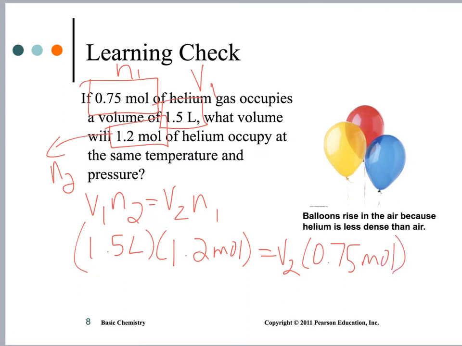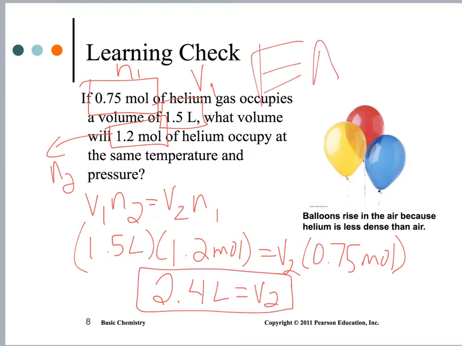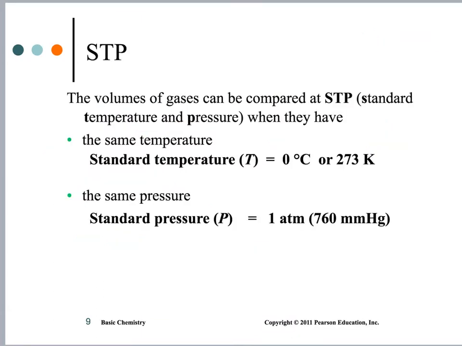Okay? So when I solve all of that and do my math, I'm going to get 2.4 liters, volume 2. I'm going to box my answer because I'm a good student. Right? What do we write here? Easy. All right? Easy. We want to make sure that we do have the easy problems in there mixed in with the others.